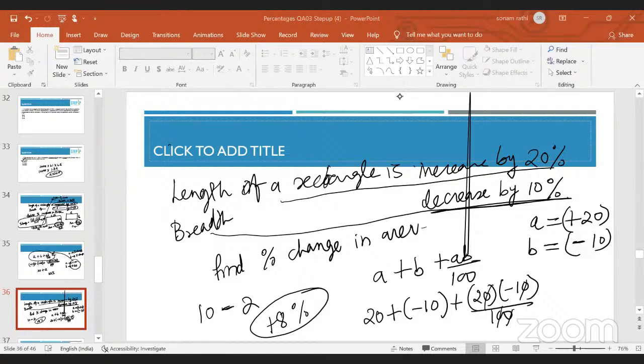Negative 10. Why are we getting negative 10? Because in the question it is mentioned. Now read the question. Length of rectangle is increased by 20%. Breadth of the rectangle is decreased by 10%. Therefore, you were getting minus 10. Right? Yes, ma'am. Okay.